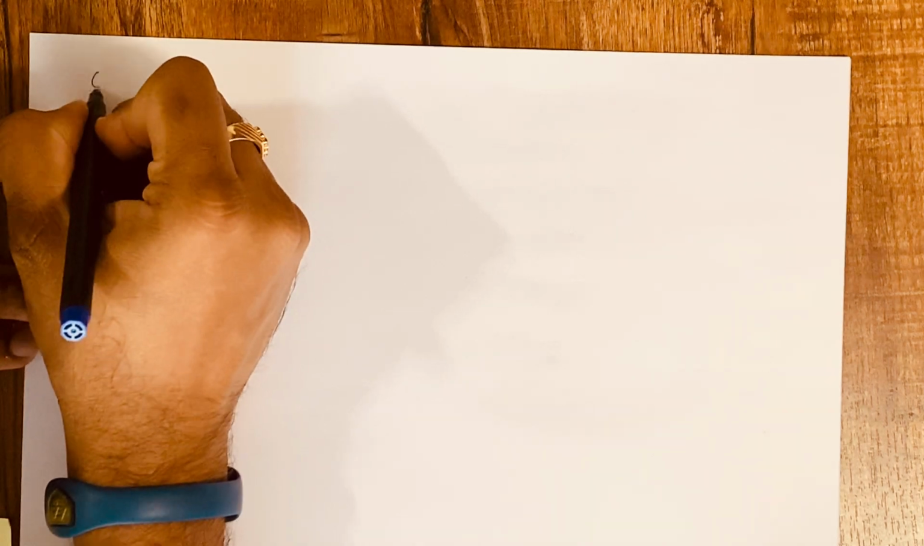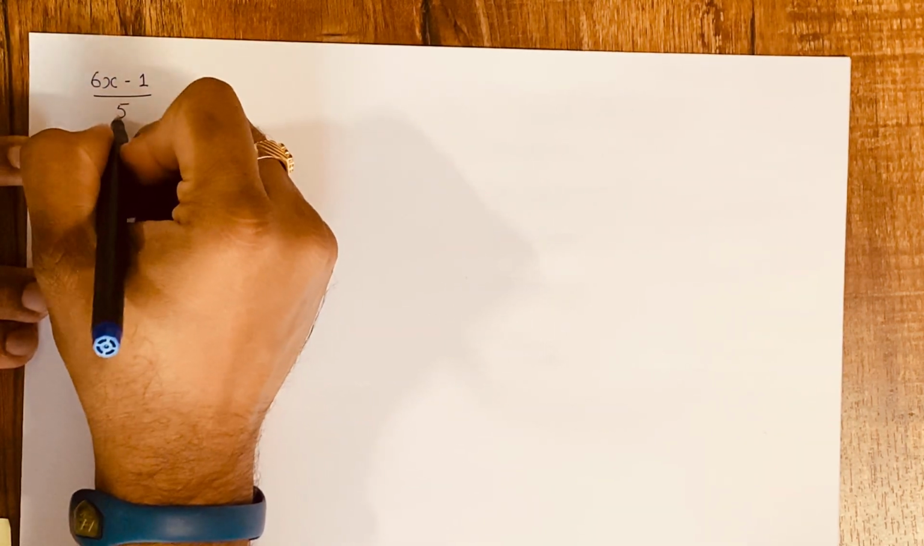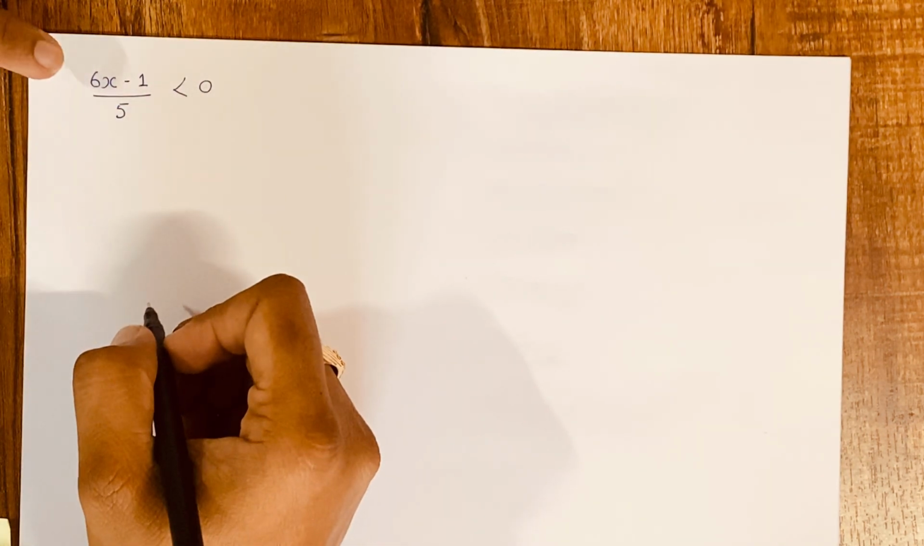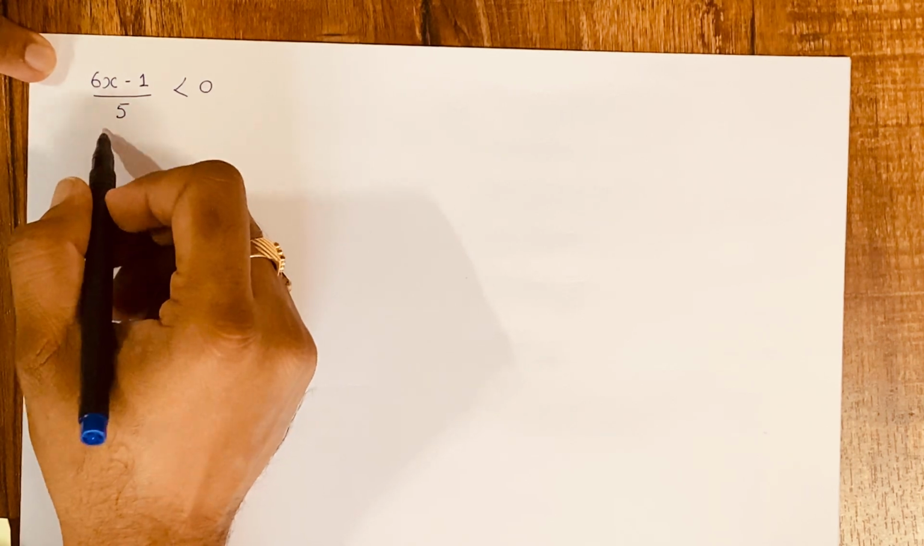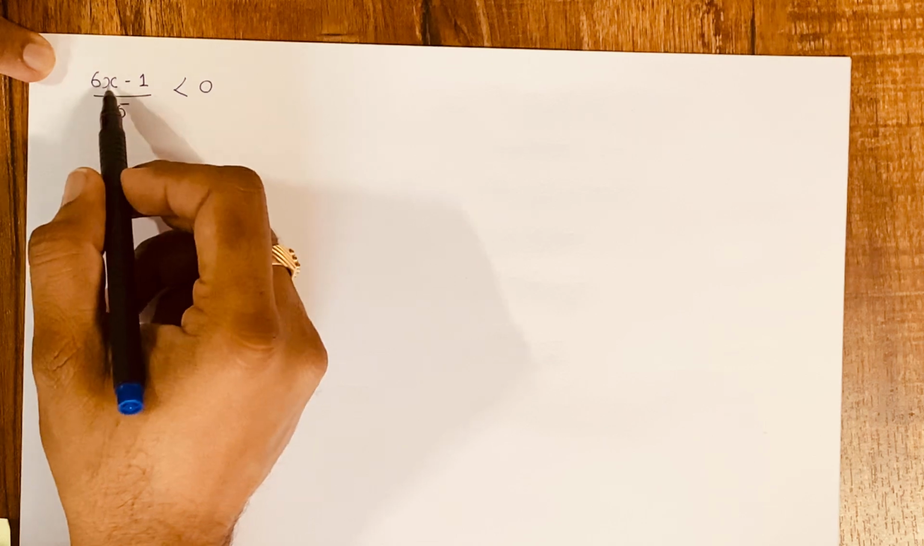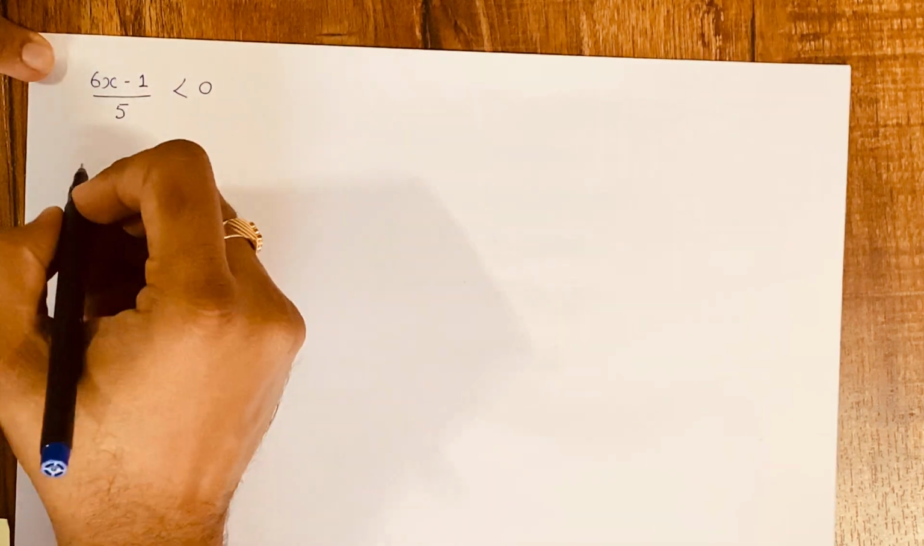Let's find the solution of 6x minus 1 upon 5 is less than 0. First I have to remove this 5. Do not try to remove 6x, because 6x is accompanied by 5. You cannot take 6x or 1 to the other side. This will become wrong. So go one by one.